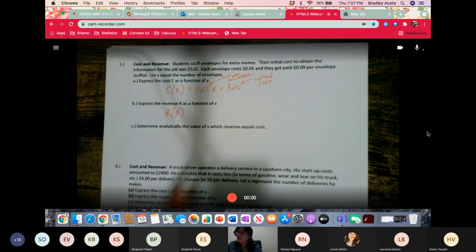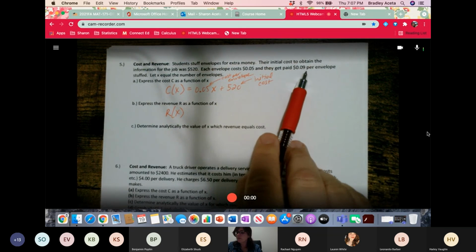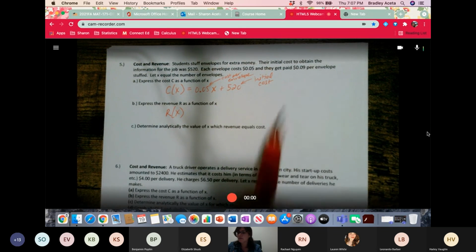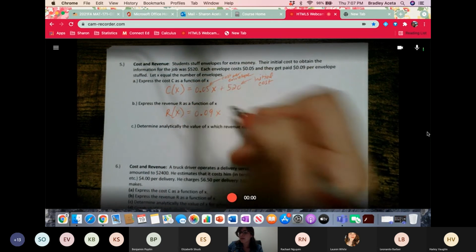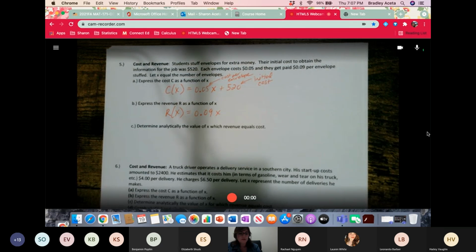Your revenue, they said, they get paid. What do they get paid? They get paid 9 cents per envelope stuffed. So 0.09x. That's their revenue.